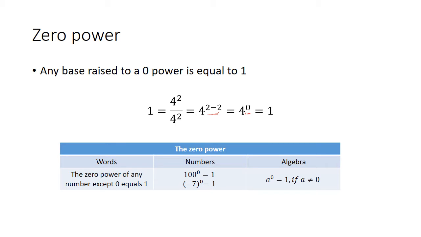As long as your a is not equal to 0 in algebra. So 0 to the 0 power, that's not an actual thing. You can't actually have that. So as long as your base is not 0, you're good to go. No matter what number is in there except for 0, it's going to be equal to 1.